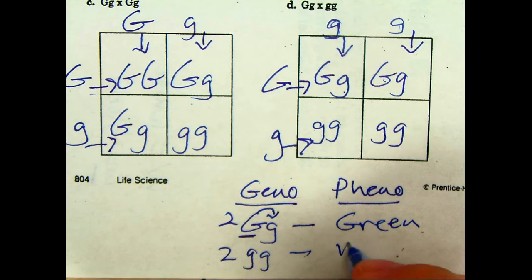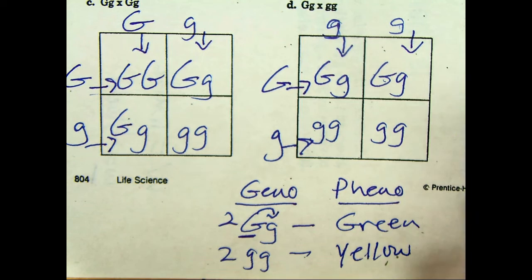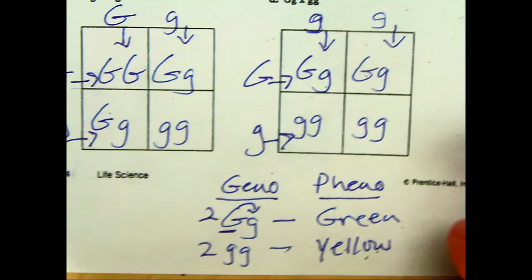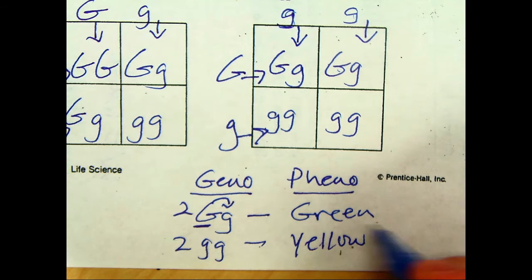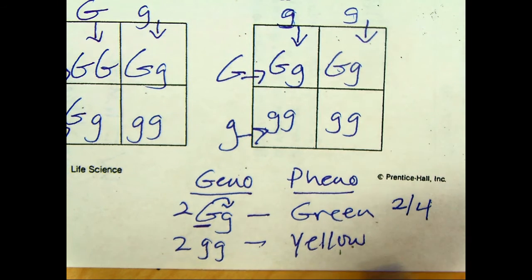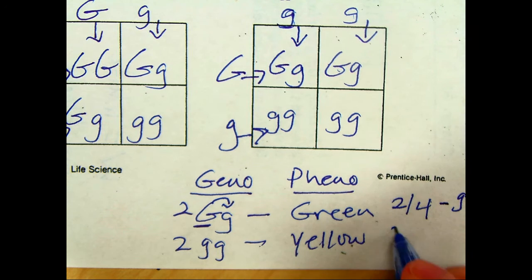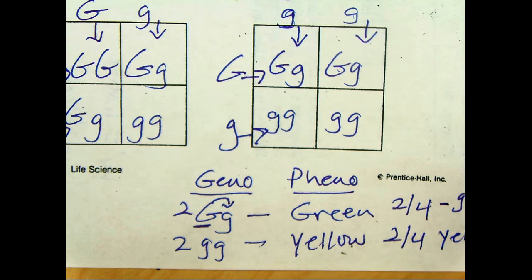And 2 little g's, we said little g's code for yellow. Okay. Now, let's look at probability. So, 2 out of 4, because we have 2 big G, little g's, code for green. And that is 2 divided by 4 is 50%. Okay, and then we have 2 out of 4 will be yellow. And so that is also 50%.